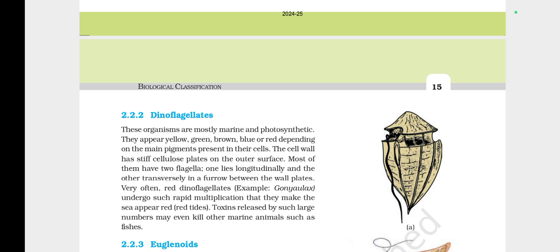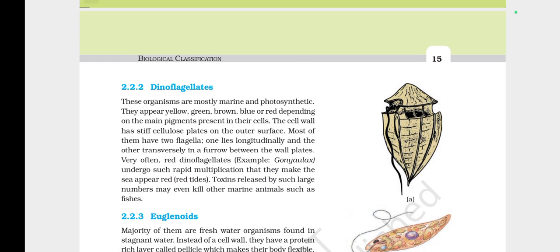Very often red dinoflagellates, for example Gonyaulax, undergo rapid multiplication. They make the sea appear red. Toxin released by such a large number may even kill marine animals such as fishes, and also cause paralysis in humans.